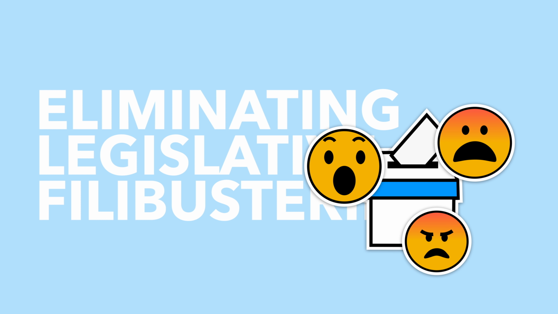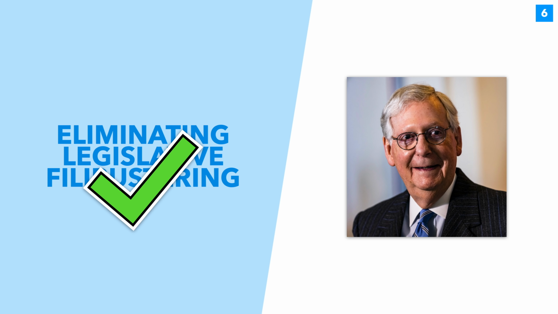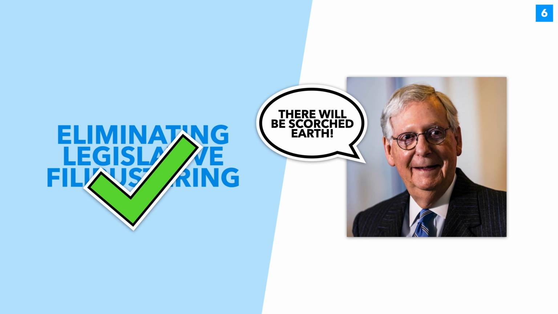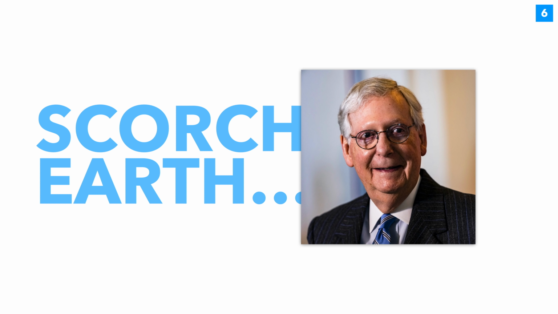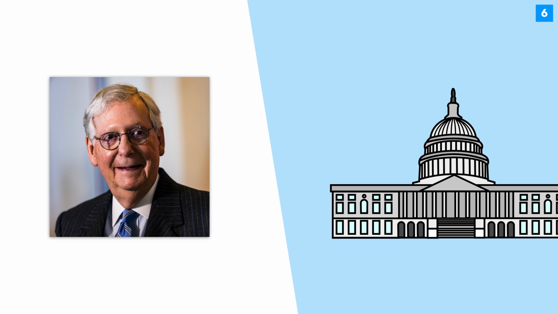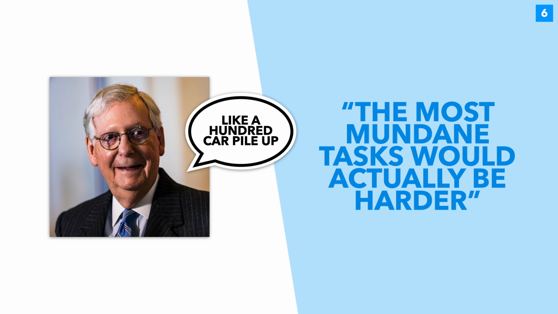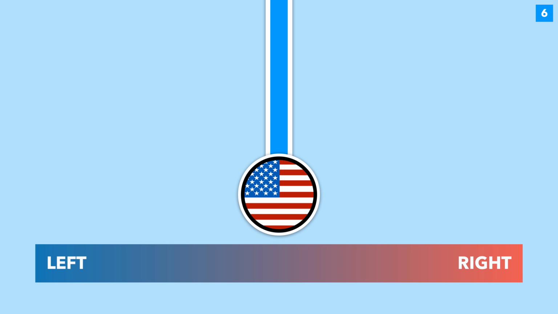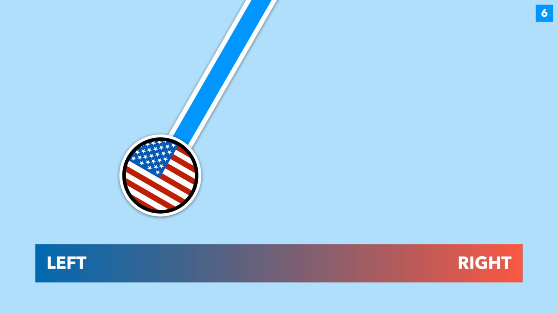Eliminating the legislative aspect of the filibuster would also only take a majority, but once again, it would be seriously controversial. Some Democrats still want to do it, but Mitch McConnell has said that it would lead to a scorched earth Senate if Chuck Schumer and co. went ahead with it. What does he mean by scorched earth? Well, in a speech, the Senate Minority Leader suggested that, quote, the most mundane tasks would actually be harder. It would be like a, quote, 100-car pile-up. And once back in power, the pendulum would, quote, swing hard to conservative policies, just as it's doing towards liberal agendas in the current Congress.